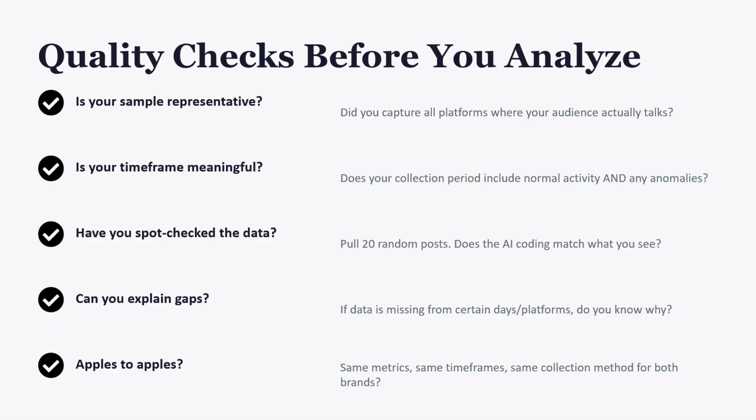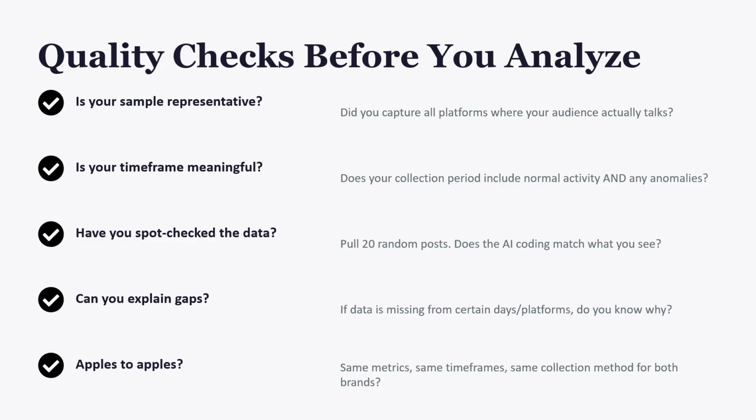Before you analyze, you want to ask yourself these questions. Is your sample representative? Did you capture all the platforms where your audience is actually communicating with you? Is your time frame meaningful? Do you have normal activity? And if a crisis is happening, you need to measure maybe more often during the crisis, but you need to document it. Have you spot checked your data, right? That 20%? Can you explain the gaps, like if you missed data, right?